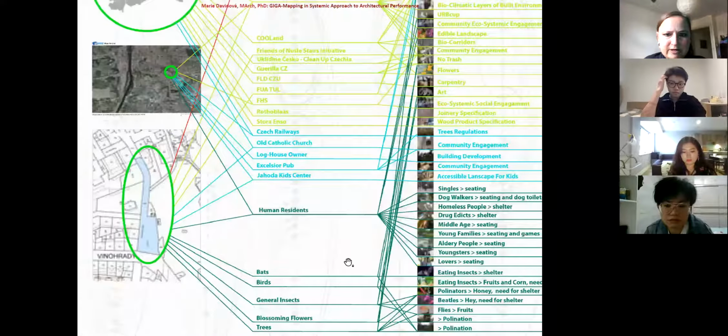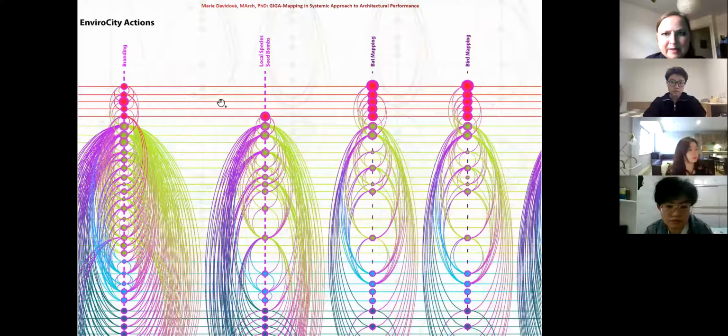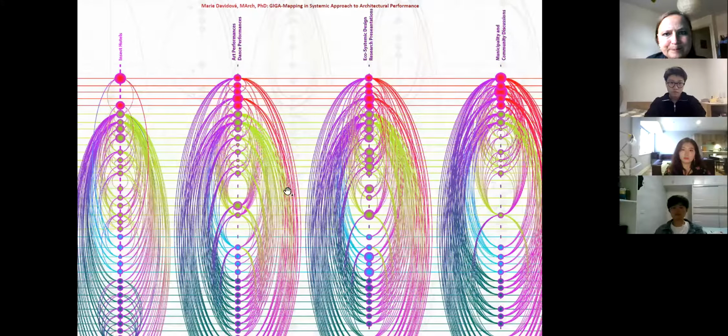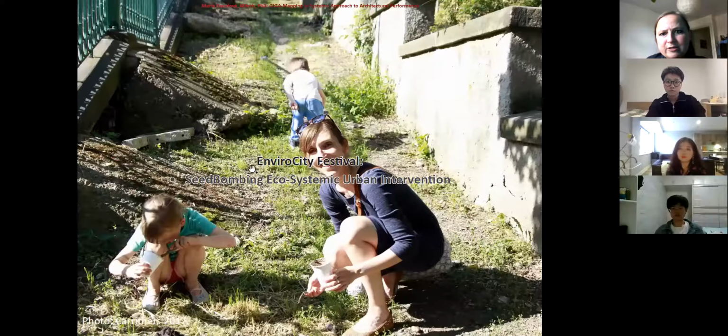So here we would also consider stakeholders like bats, birds, and so on, based on the ecological analysis. This would be different actions like local species and seed bombs, bird mapping, and all the related actions that would be supporting this intervention. And who will be invited to the event we did, which was a University Festival. So for the prototype, we did a festival that was including seed bombing.